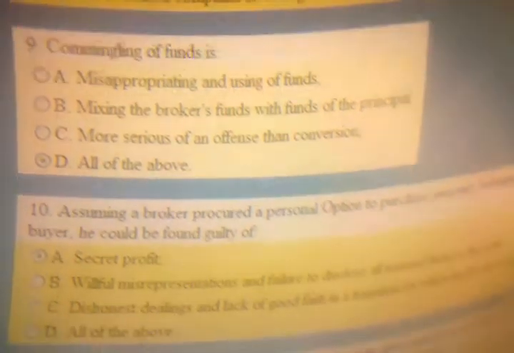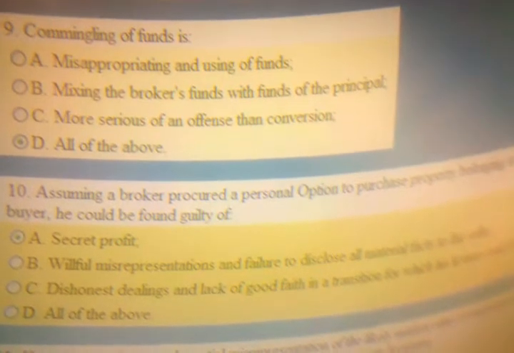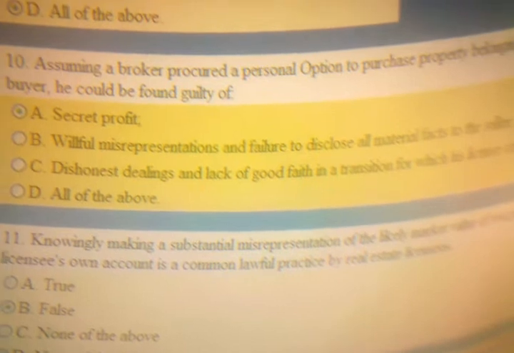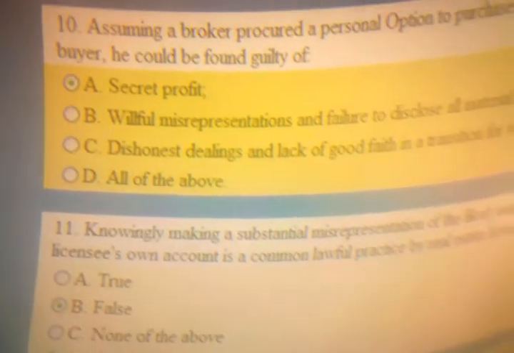Commingling of funds is all of the above. Misappropriate use fund, mixing broker fund with fund of principal more serious. Assuming that a broker procured a personal option to purchase property belonging to his principal without disclosing the fact that he has already a higher offer from another buyer, he is to be found guilty of secret profit.